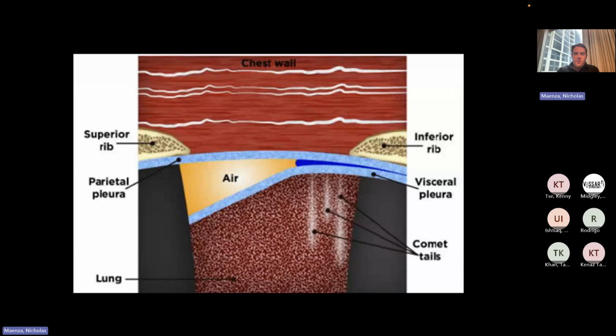And this is another cartoon image of it. So pneumothorax right here, and then this is where the normal visceral and parietal pleura are still adhered to each other. And the lung point is just this point right here that slides in and out.